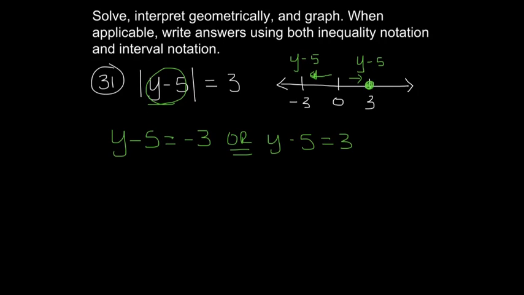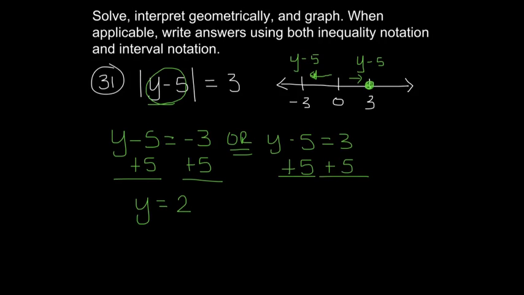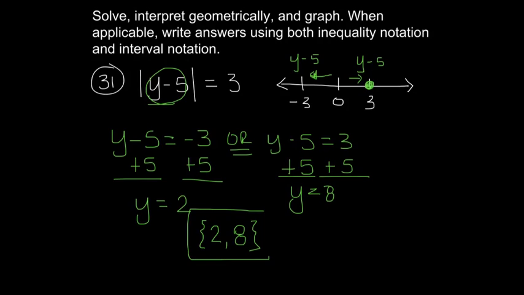If I solve each of these equations individually, I can add my 5 to both sides. This tells me that y is equal to 2. Over here, if I add my 5 to both sides, y is equal to 8. So my solution set is 2 and 8. Notice how I'm using the braces. If I use brackets or parentheses, that tells me that the solution is everything from 2 to 8 inclusive. I don't want that. I only want the numbers 2 and 8.